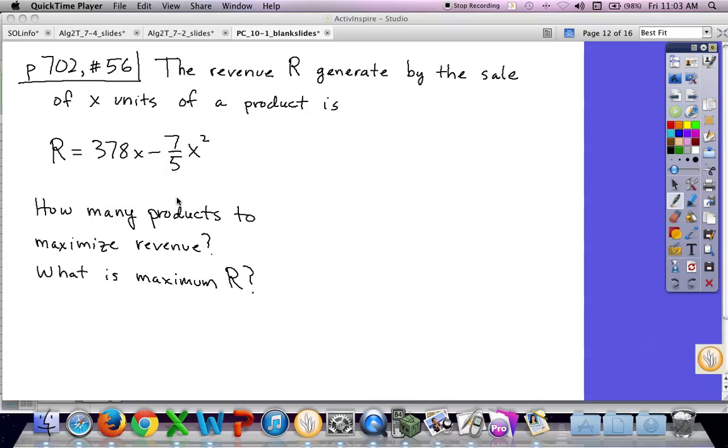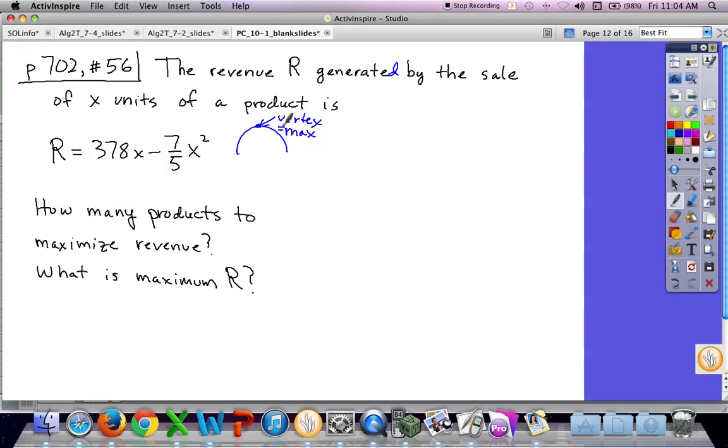The revenue R generated by the sale of x units of a product is given by this equation. Is that opening up or down? Right, so this is a parabola that opens down, which means that point is the vertex. It is also the maximum point on the graph.